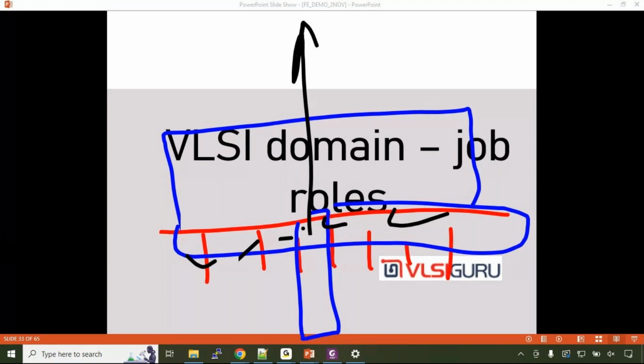People want you to be an expert in one domain. Just choose one domain, be an expert in one domain. It can be any domain. RTL coding, RTL integration, RTL verification, physical design, DFT, any one domain, you should be an expert.